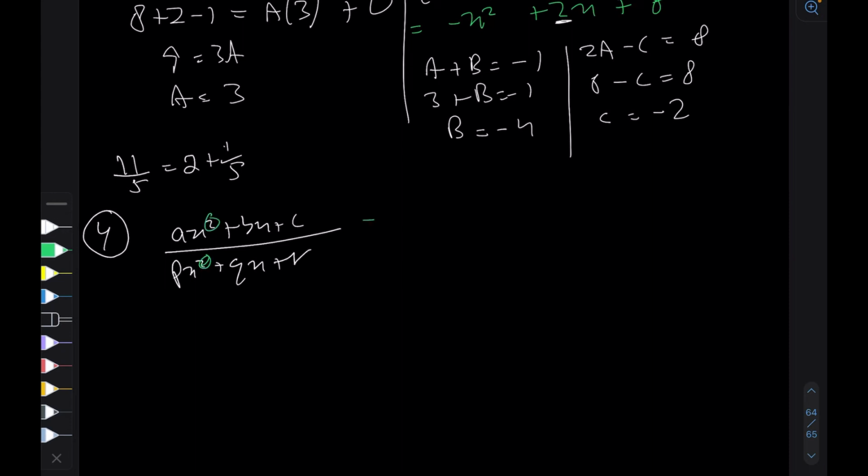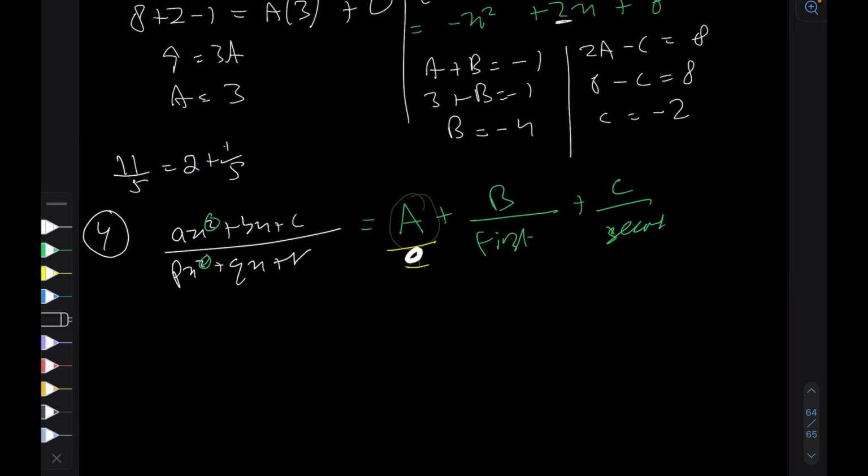So the way this would turn out to be, since their degrees are the same, there would be some number a plus b over the first factor and c over the second factor. Or if this is not reducible, then you would follow the usual. So the important thing to note is that there would be a number with the denominator 1, if you want to think of it that way.